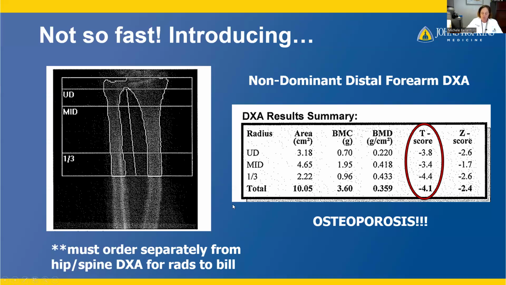Now, when a provider orders a screening bone density, they get only a spine and a hip. That's because the code used for bone density, the standard code, only includes spine and hip, because that was older. When we first started having FDA approval for bone density, there were no forearm scans. The technology didn't exist. So when your doctor orders a bone density, they get only the spine and the hip.